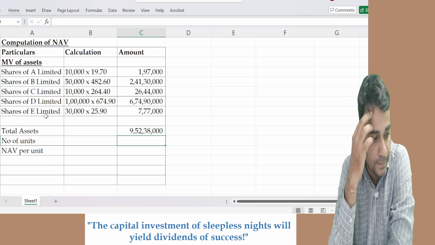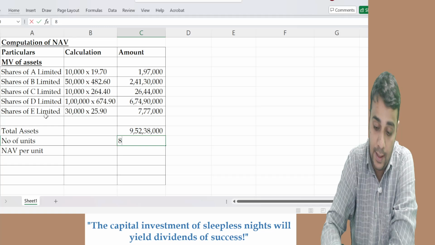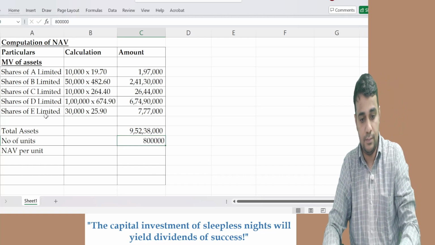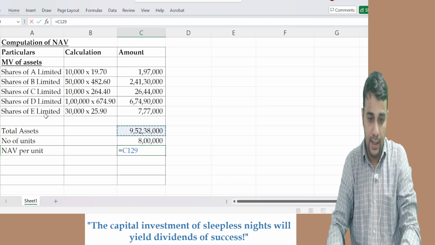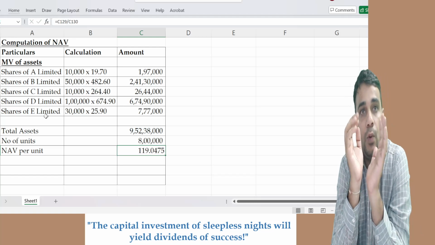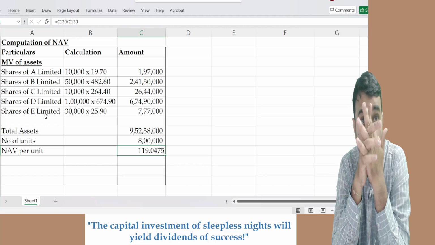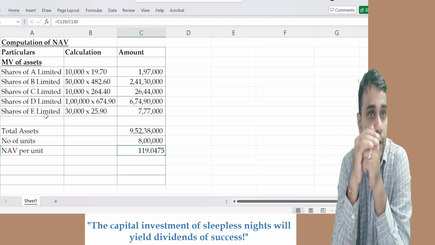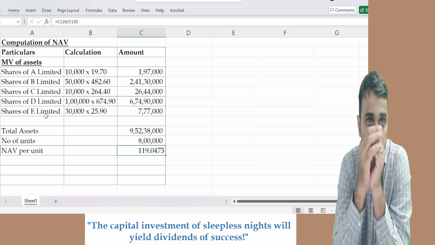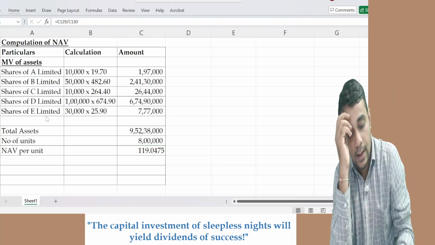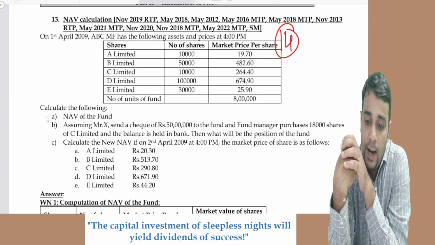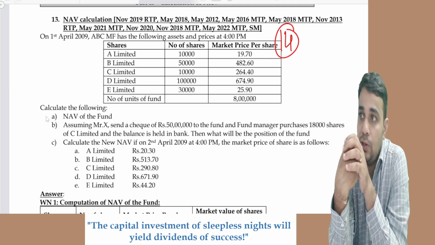When I say I want you to write, you have to practice. 952, number of units, 8 lakh, divide. NAV per unit is 119.0475. Part 2 and 3 is in listen mode. I don't want you to spend time, because you will not get the crux of what I want to explain if you are noting down things. Any doubts here? Clear? This is the original NAV. Then a person gave a cheque of 50 lakh rupees and the fund manager purchased 18,000 shares of C Limited.